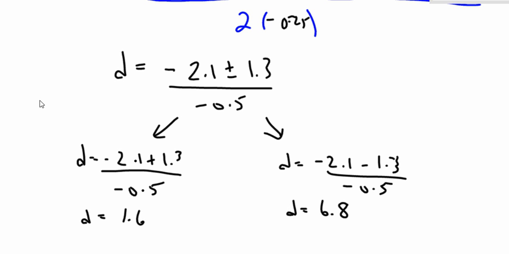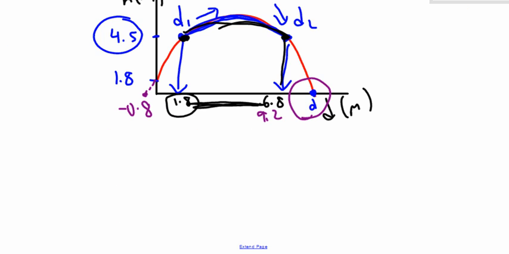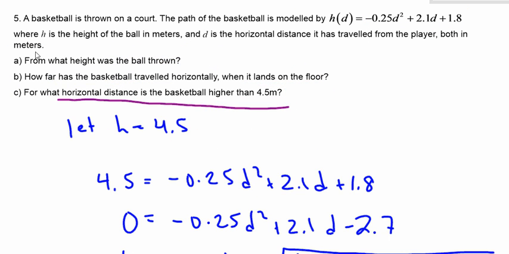So again, what does that mean? Look at my diagram. I know that this point was 1.6 meters away from the player. Excuse me. And this point is 6.8 meters away from the player. So between these two distances is when the ball was 4.5 meters or more above the ground. So I just need to subtract them. So if I subtract 6.8 minus 1.6, I get 5.2.